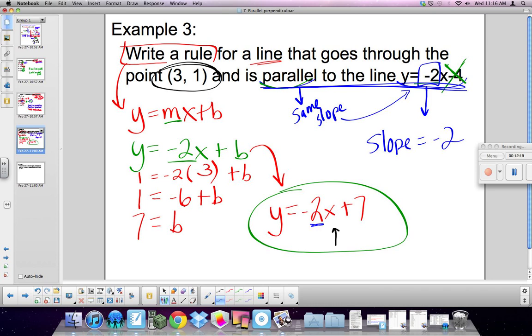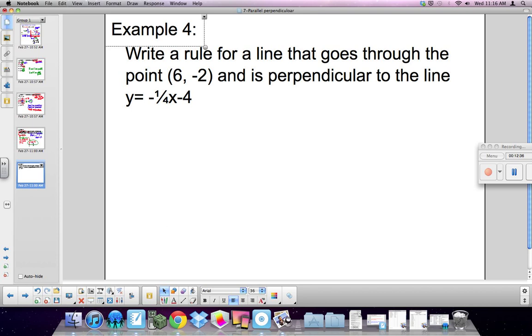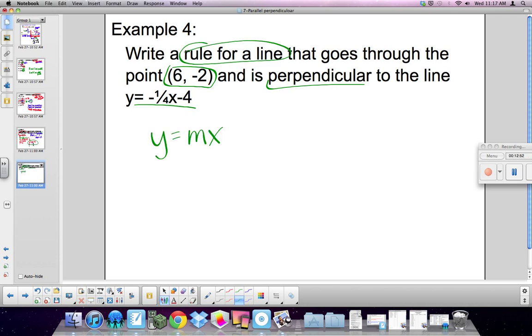Now let's try one with perpendicular. So if you memorize what parallel means, this is no different than many of the questions you've learned. Perpendicular, of course, is a little more to memorize, but we're going to do this one together, and then you'll try some on your own. Write a rule for a line that goes through the point 6, negative 2, and is perpendicular to this line. So first of all, a rule for a line. That tells me that I'm writing a rule that looks like this, y equals mx plus b. So I have to find m and b.